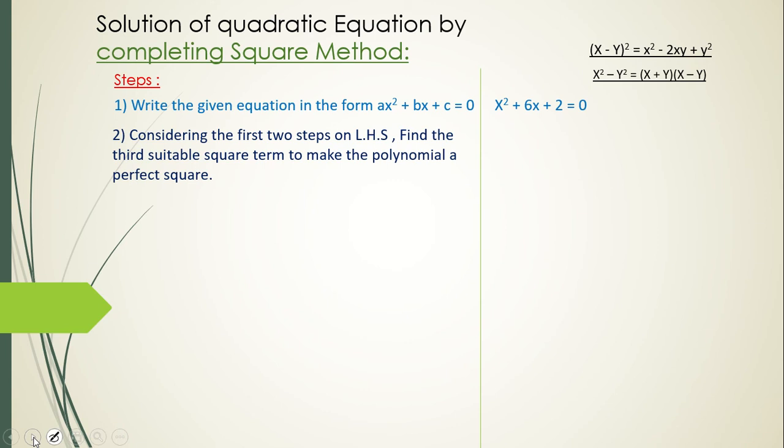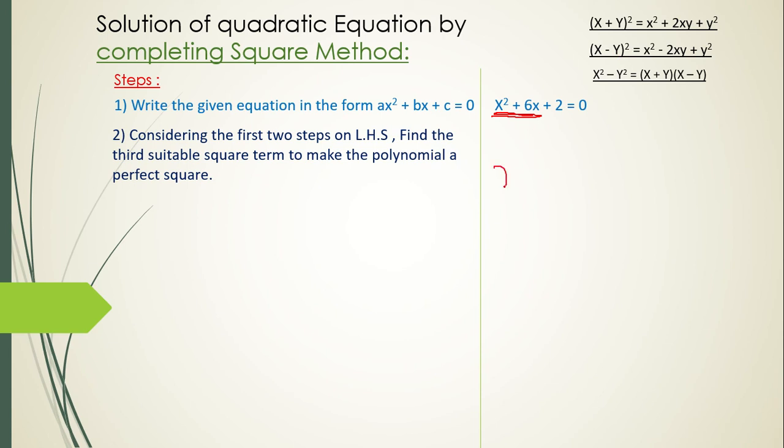Second step. Now this step is very important. Considering the first two terms on LHS, find the third suitable square term to make the polynomial a perfect square. Now this is the example. Here we have x square plus 6x. So you have to consider the first two terms only. Since here there is plus, you have to use the formula x plus y the whole bracket square. If it was minus here, then you will use the formula x minus y the whole bracket square.